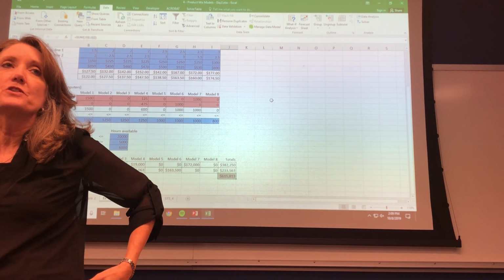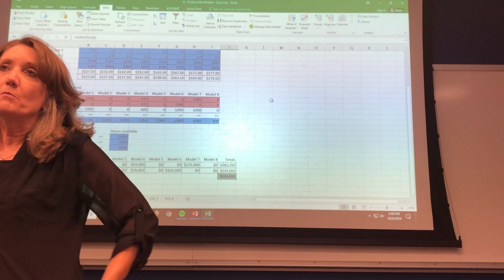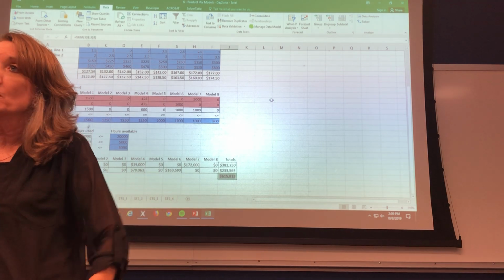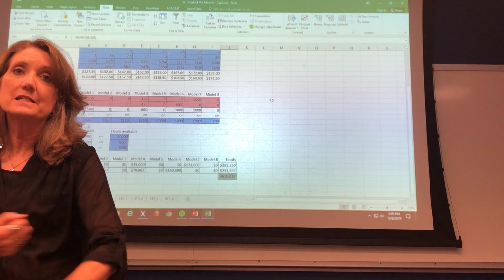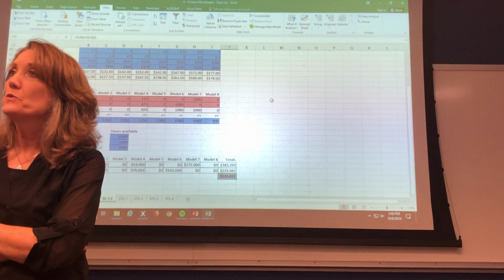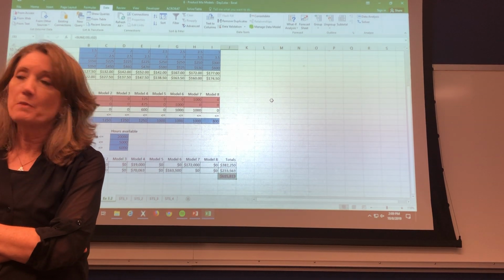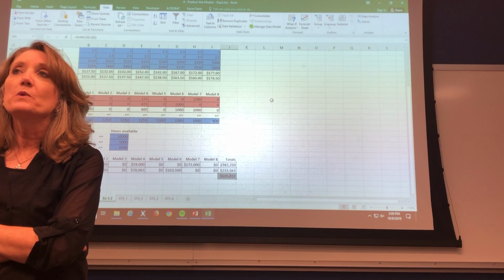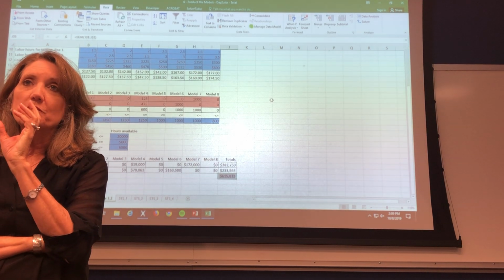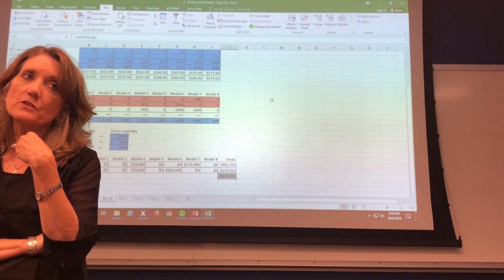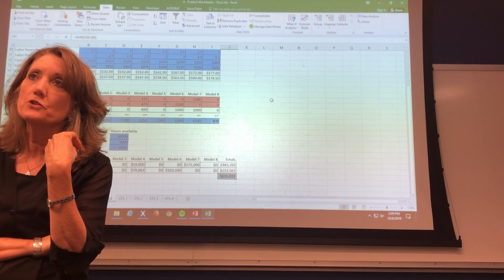What you have to understand when you run a solver model is that this is a mathematical model, and it did exactly what you asked it to do. It gave you the breakdown of how you ought to produce these to get the highest possible profit. But you have to understand that you're still the decision maker. This is just a tool that you're using.